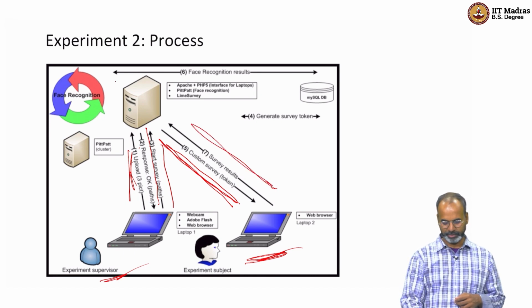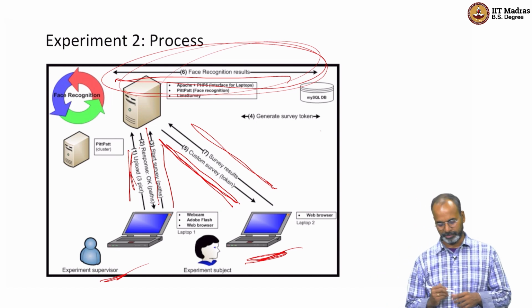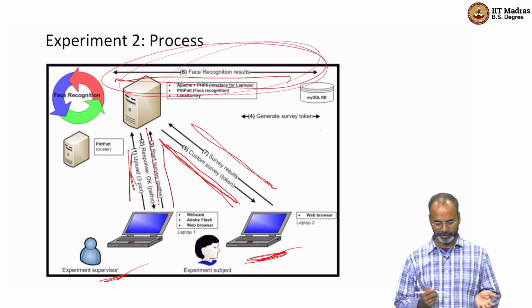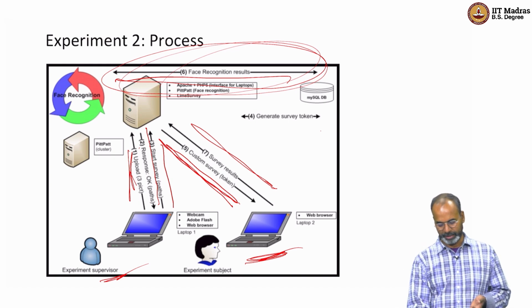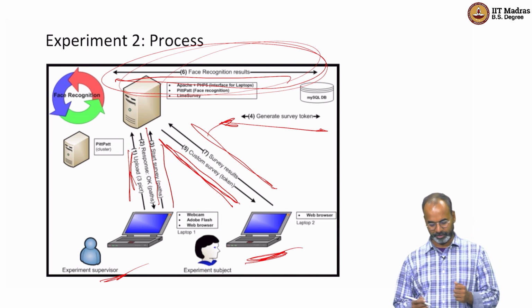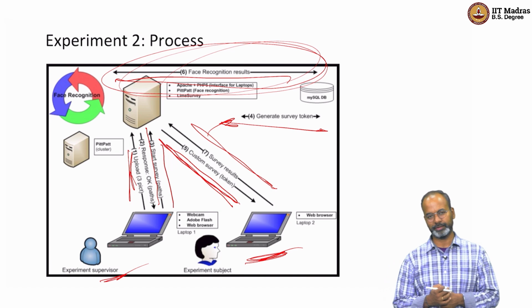When the survey results are sent, face recognition is happening while the participant is filling the survey. After the participant finishes the survey, the pictures are shown. This is where the survey token is generated. The comparison pictures are shown to the user, and feedback is taken on whether it is actually the same person.